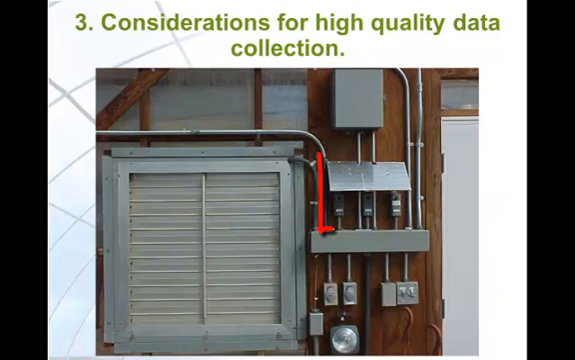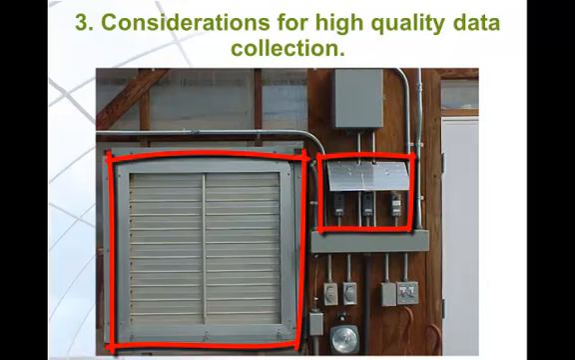In this picture, there is a reflective radiation shield over the thermostats. This is good. However, the thermostats are located very near a vent, which will make the temperature reading not representative of the rest of the greenhouse when the vent is open.